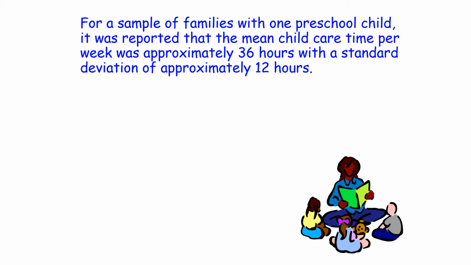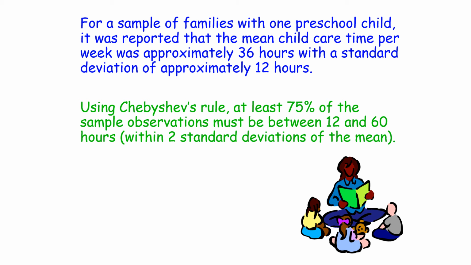So let's take a look for the sample. We have a sample of families with one preschool child. It was reported that the mean child care per week was approximately 36 hours with a standard deviation of approximately 12 hours. Now, using Chebyshev's rule, at least 75% of the sample of observers must be between 12 and 60 hours, because that's within 2 standard deviations of the mean.